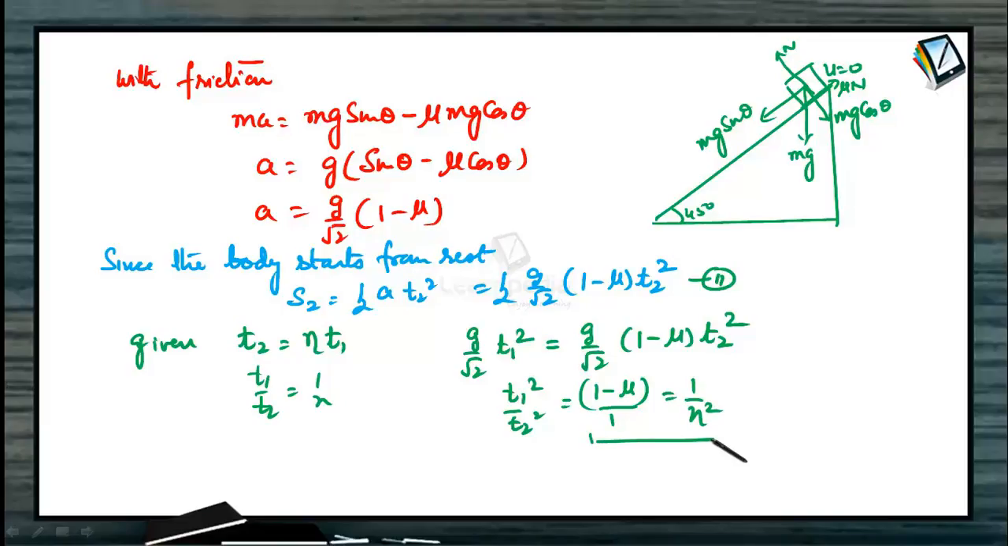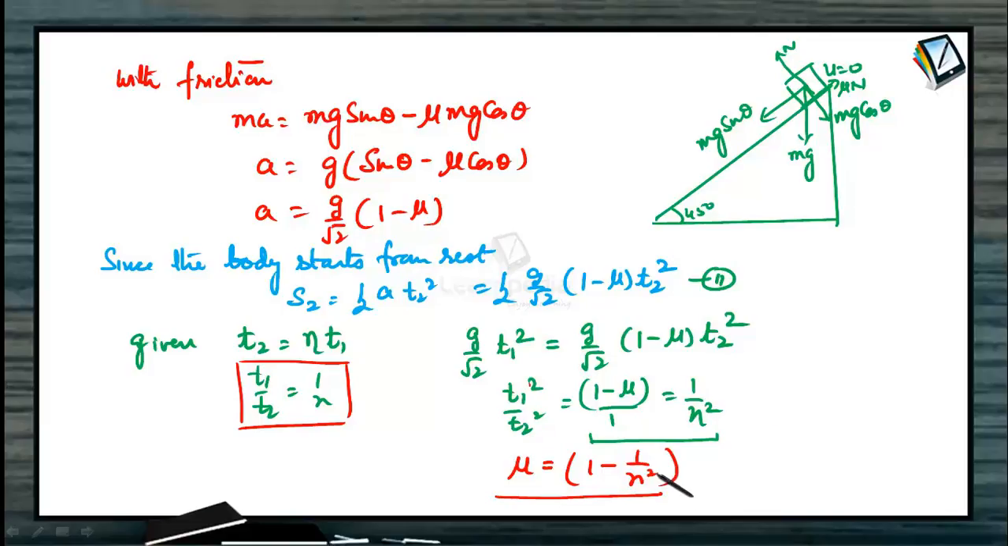So using this relation, what can we get as the value of mu? Mu is equal to 1 minus 1 by n square. Correct? So using t1 by t2 is equal to 1 by n, and t1 square by t2 square is (1 minus mu) by 1, and t1 by t2 squared is nothing but 1 by n square. So what are we going to get? Mu will be equal to 1 minus 1 by n square.